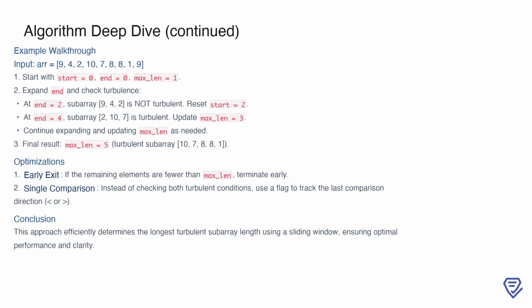To further optimize, we can terminate the traversal early if the remaining elements are fewer than the current max_len, and we can track the last comparison direction to simplify the turbulent condition checks. This method provides an efficient and clear solution to the problem, ensuring that we achieve optimal performance while handling various edge cases effectively.